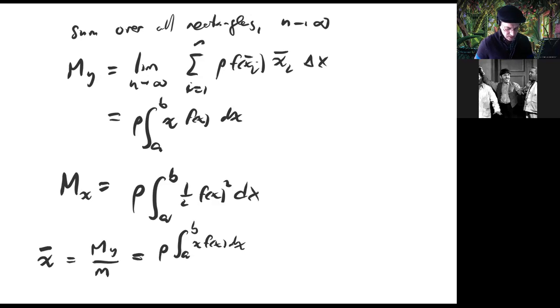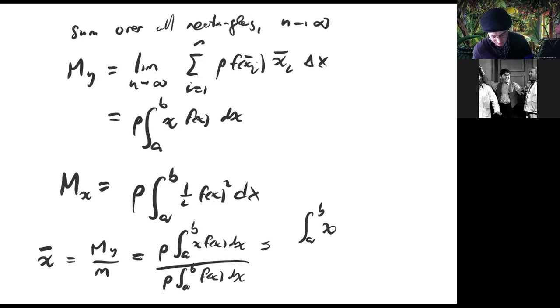That's the numerator we just calculated. And then we have to divide by rho, integral from a to b, that's the area of f of x dx. The rho's cancel, and we get the integral from a to b of x f of x dx over the area under the curve. Okay, so that's x bar.